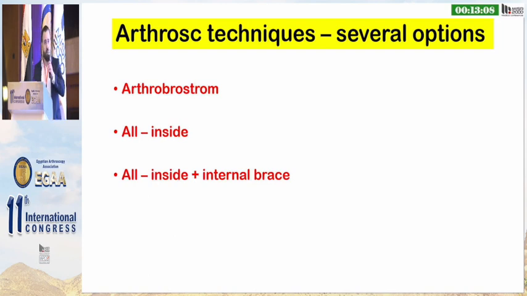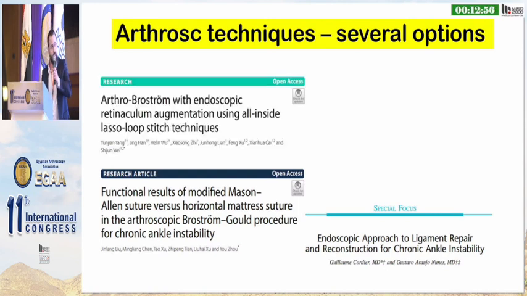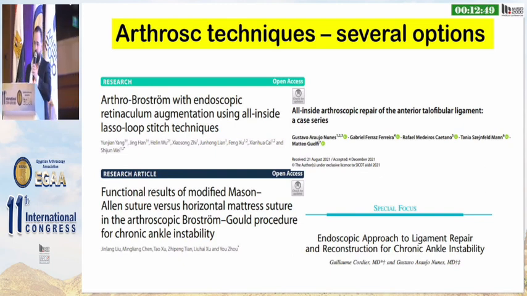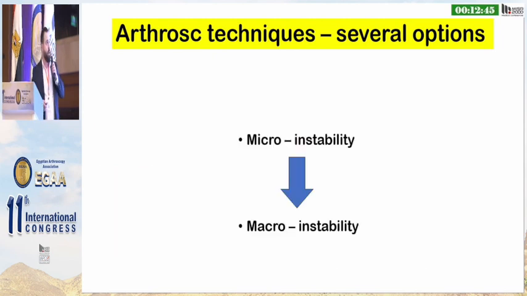Speaking about the arthroscopic techniques, we have several options: the arthro-Brostrom, and all-inside plus internal brace. And we have had a lot of publications in the last years with slightly different procedures and techniques with good results. So how can we choose the best indications?